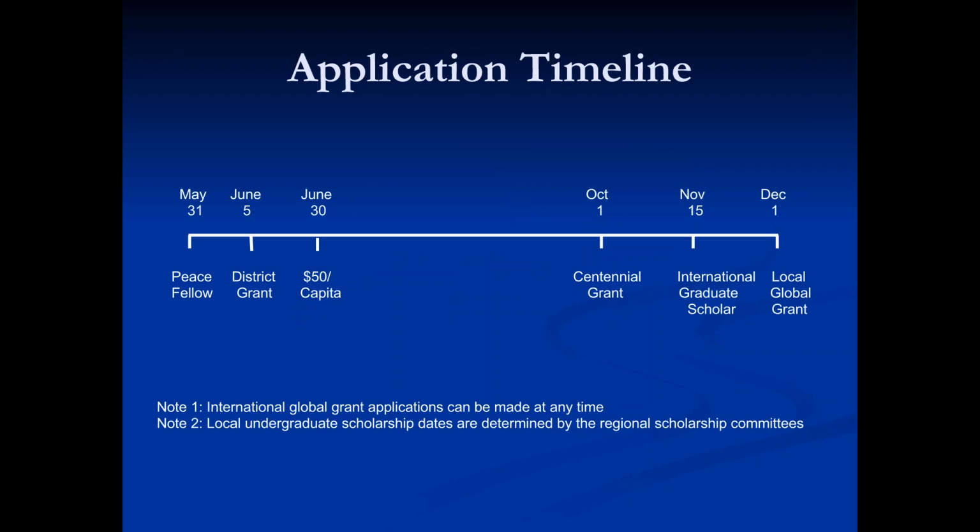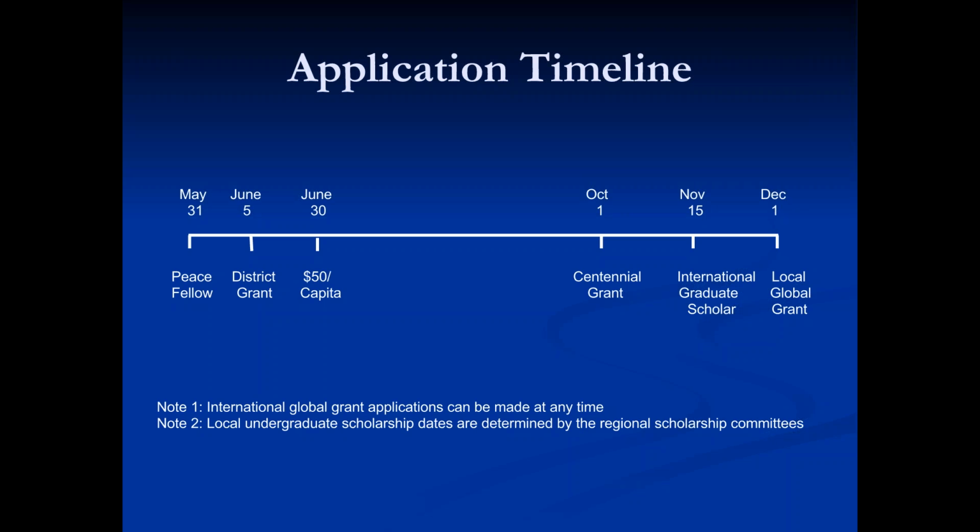Let's look at the application timeline. May 31st is the deadline to turn in potential candidates for the Peace Fellow. June 5th is turning in the application date for district grants. June 30th is the end of this Rotary year, and that's when you have to have $50 per capita donated to the annual fund in order to be eligible for district and global grants in 2017-18.